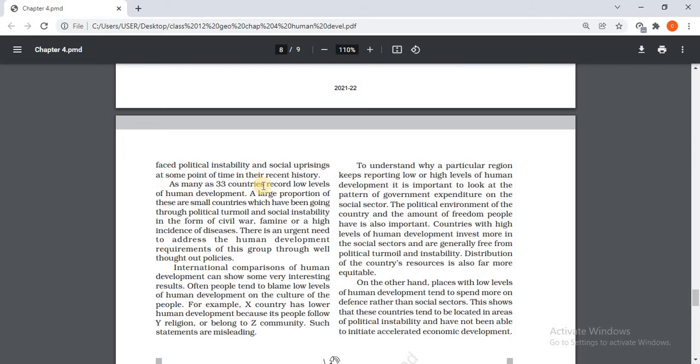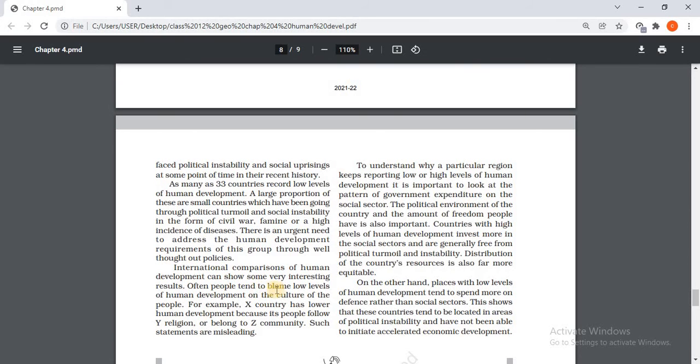As many as 33 countries record low levels of human development. A large proportion of these are small countries which have been going through political turmoil and social instability in the form of civil war, famine, or a high incidence of diseases. There is an urgent need to address the human development requirements of this group through well thought out policies. International comparisons of human development show some very interesting results.